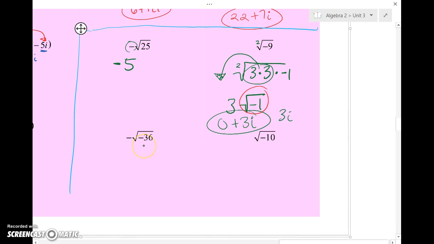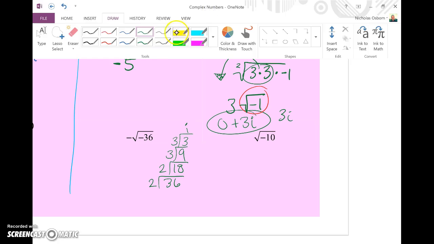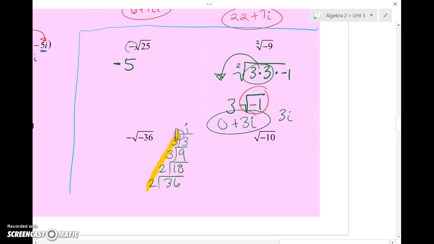Now, let's break down this 36, and I'm going to do that by doing our birthday cake method. First, divide by 2. Then I get 18. Divide by 2 again. I get 9. And then the next number I can do is 3, so divide by 3, and then do it by 3 again. And then there's my little birthday cake candle. And then my prime factors are these numbers right here.